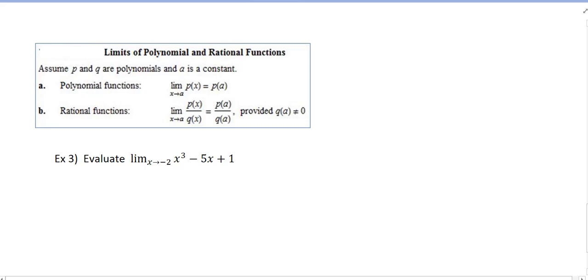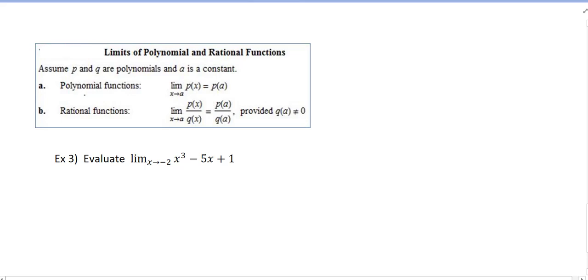Hi everyone, in this video we're going to continue our discussion of techniques for computing limits, and we're going to do a lot of examples on finding limits. So this is part 2 of the techniques for computing limits videos. So we're going to start with a couple of rules.